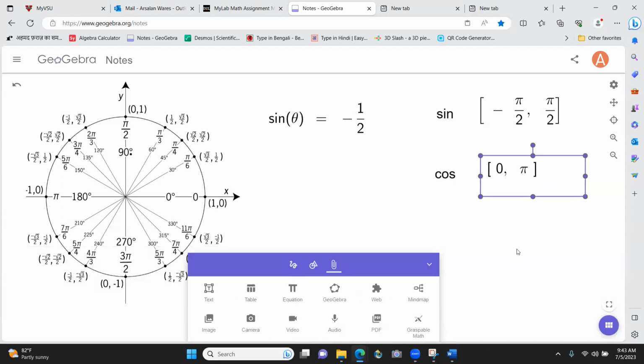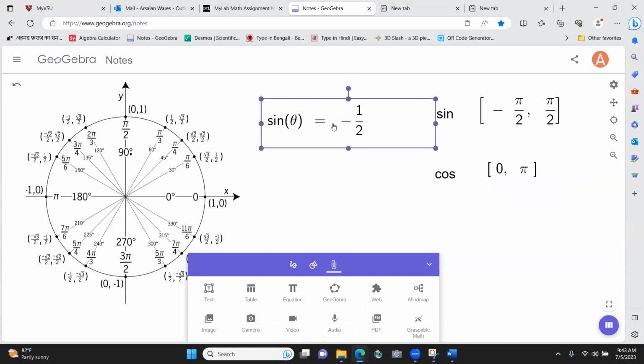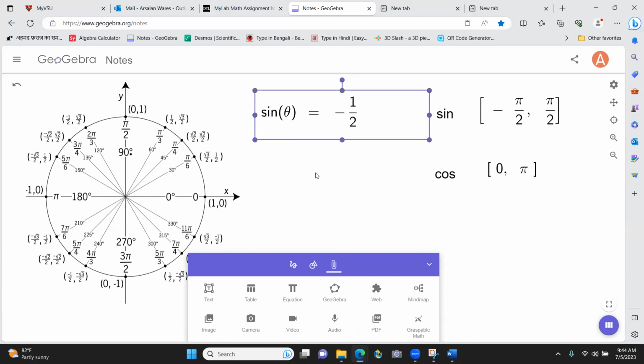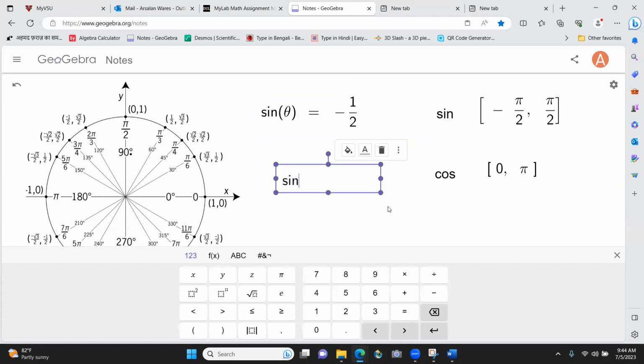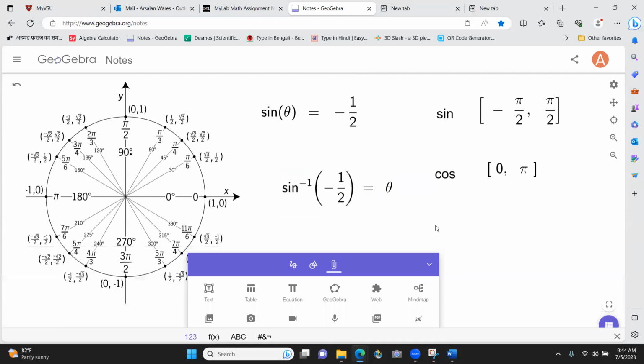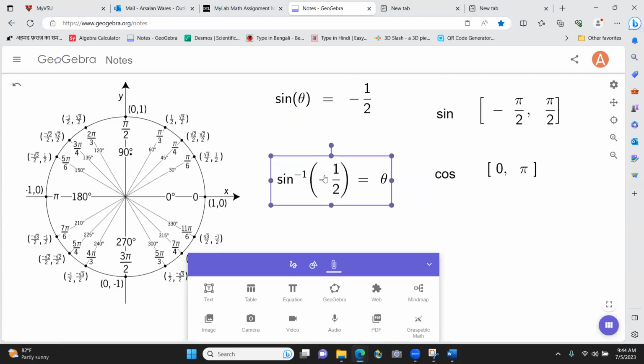Right here. Now, there is one more catch, guys. They're not going to make it so simple. They're not going to say sine theta is negative one half, find theta. They're going to say it in a slightly different way. This is equivalent to sine inverse of negative half is equal to theta. This can be written as this.